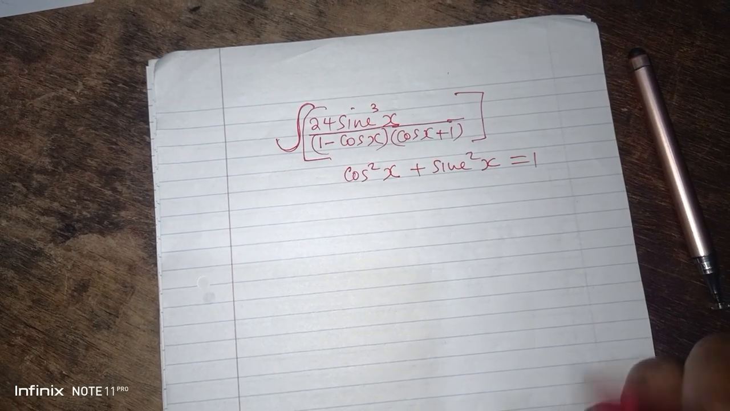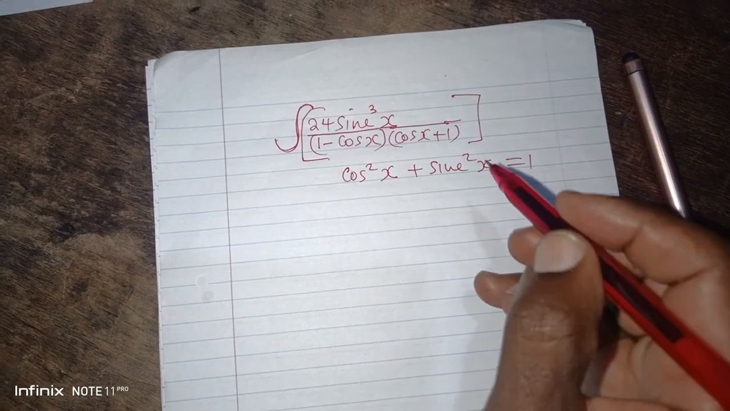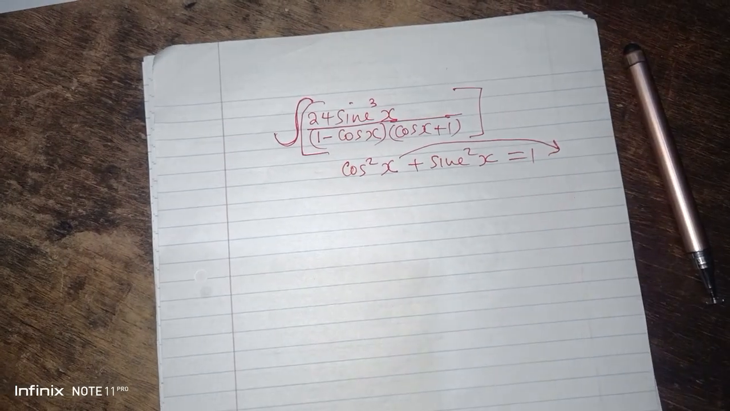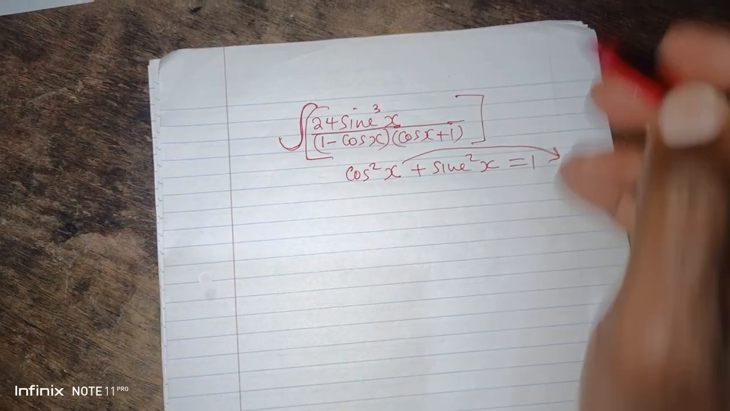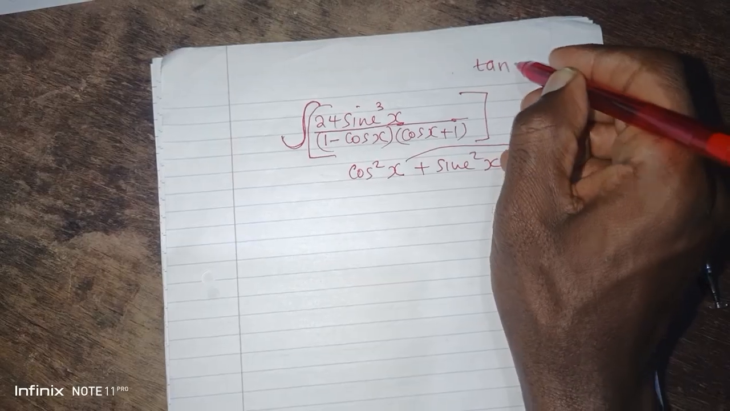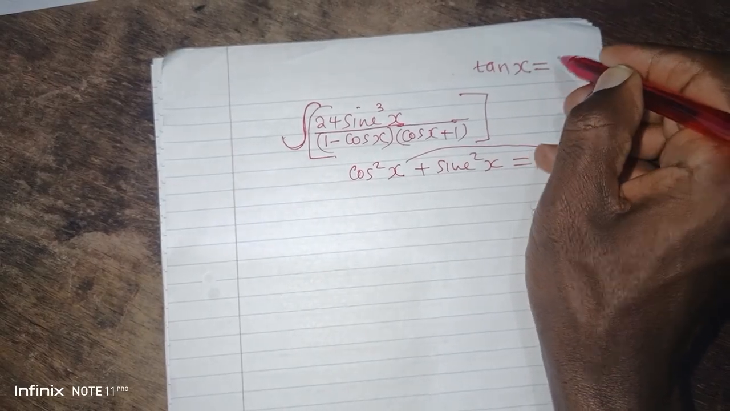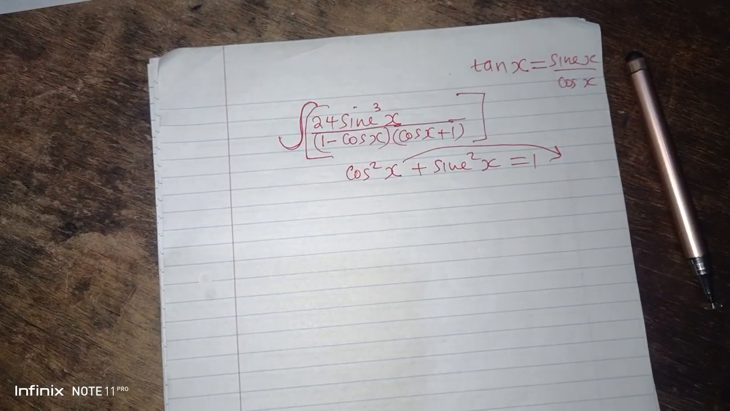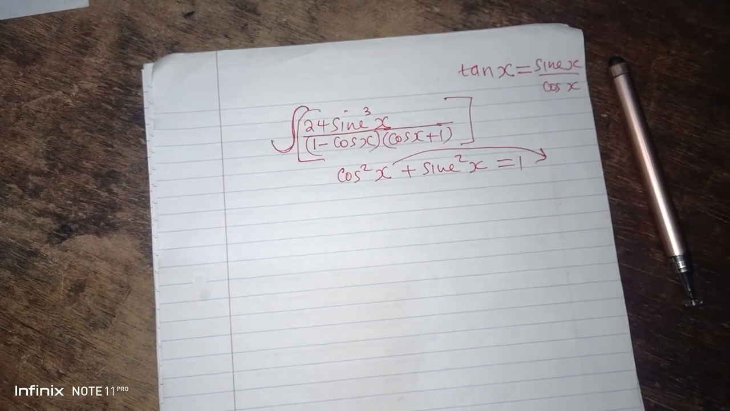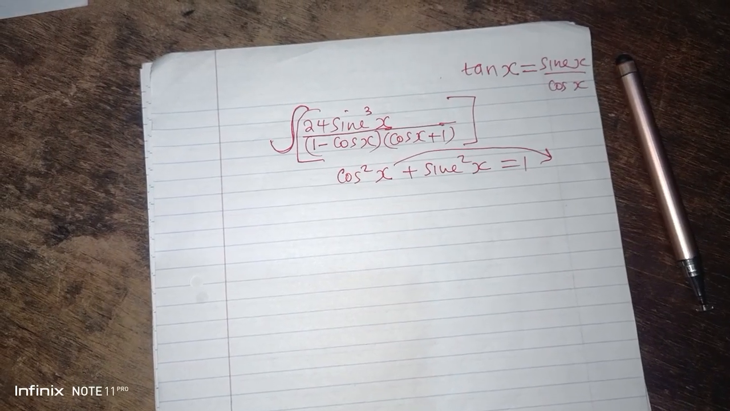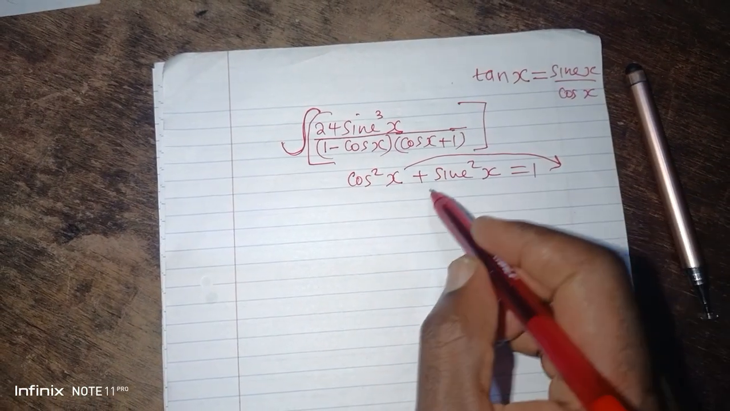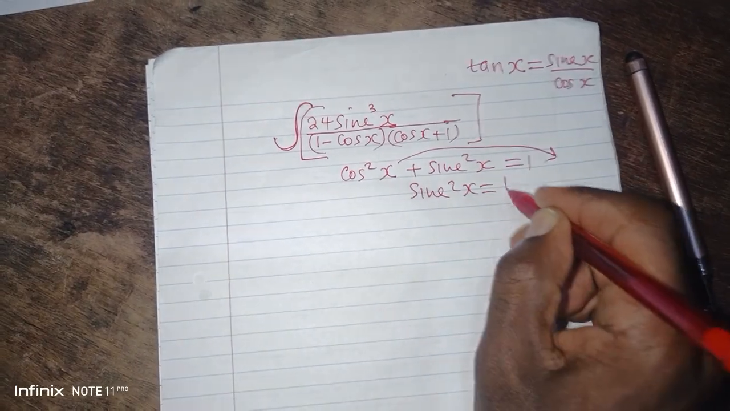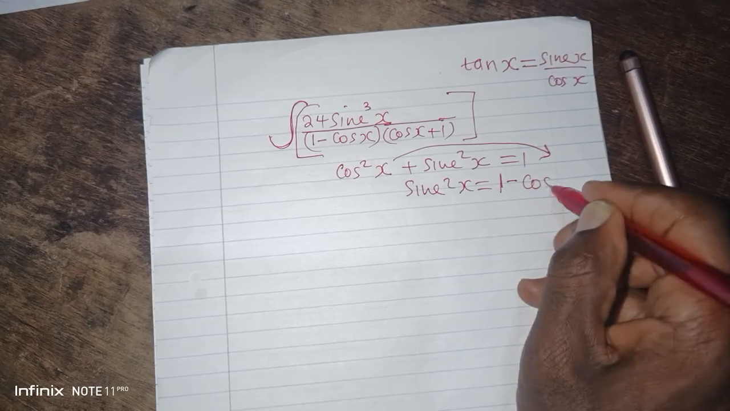So I can decide to make the sine squared x the subject of the formula, and I'll just take this on the other side of the equal sign. And you must have also been told that tan x should be equal to sine x over cos x, if I am not wrong. So that translates into something different, and you're going to have sine squared x being equal to 1 less the cos squared x.